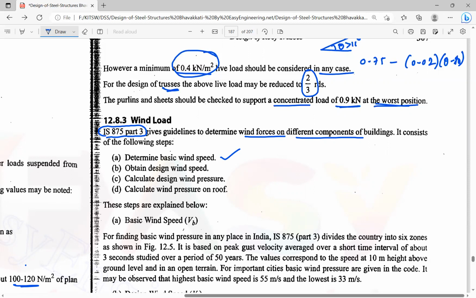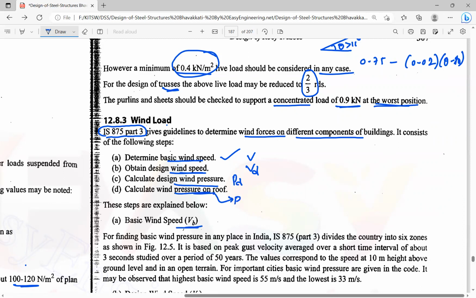So first, how to calculate wind load? To calculate wind load, we need to know the basic wind speed, that is, the basic wind speed in that locality. From this we can obtain the design wind speed, the velocity, Vz. Then we calculate the design wind pressure, and then the wind pressure on the roof.